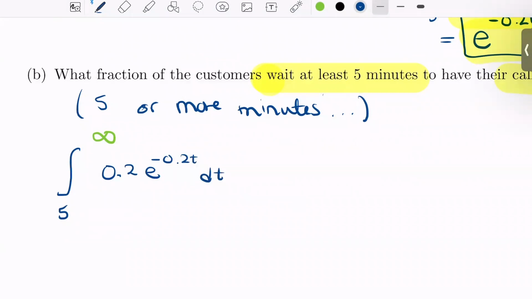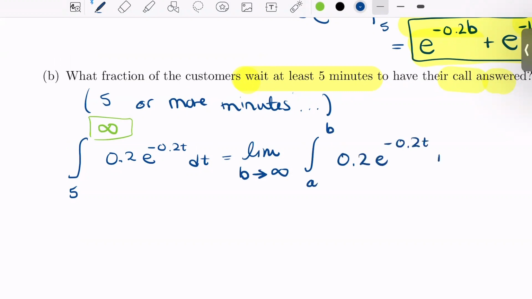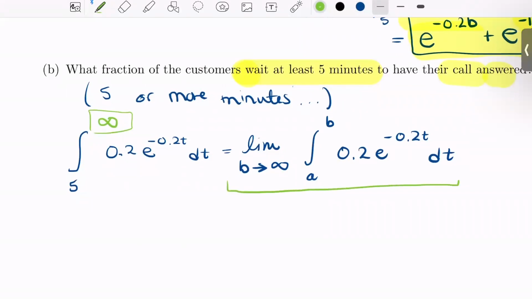So now infinity is not a number in the sense when we've been able to compute integrals using an upper and lower bound. So what we have to actually do is rewrite b, or rather that upper bound, as a limit. So this becomes the limit as b goes to infinity of the integral from a to b, 0.2 e to the negative 0.2 t dt. So we can't compute an integral straight up with a bound that's not a number like infinity. So instead we interpret it as a limit.